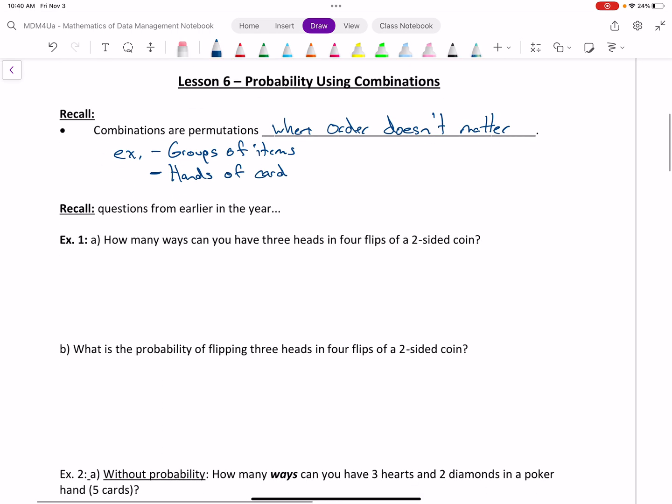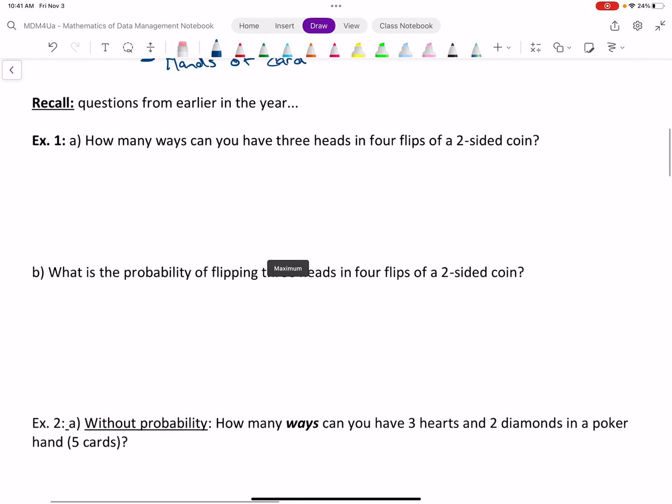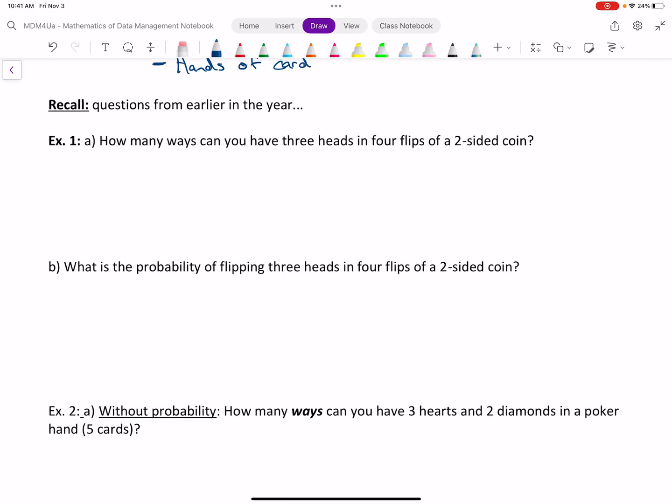There are situations, and we're going to look at them, where it gets a bit tricky, but hopefully you can reason your way through this. The first thing here says, how many ways can you have 3 heads in 4 flips of a 2-sided coin? So no probability involved in this yet. Imagine you just want to know how many ways you can have 3 heads in 4 flips. You could use a tree diagram to do this, but we're going to start to move away from that.